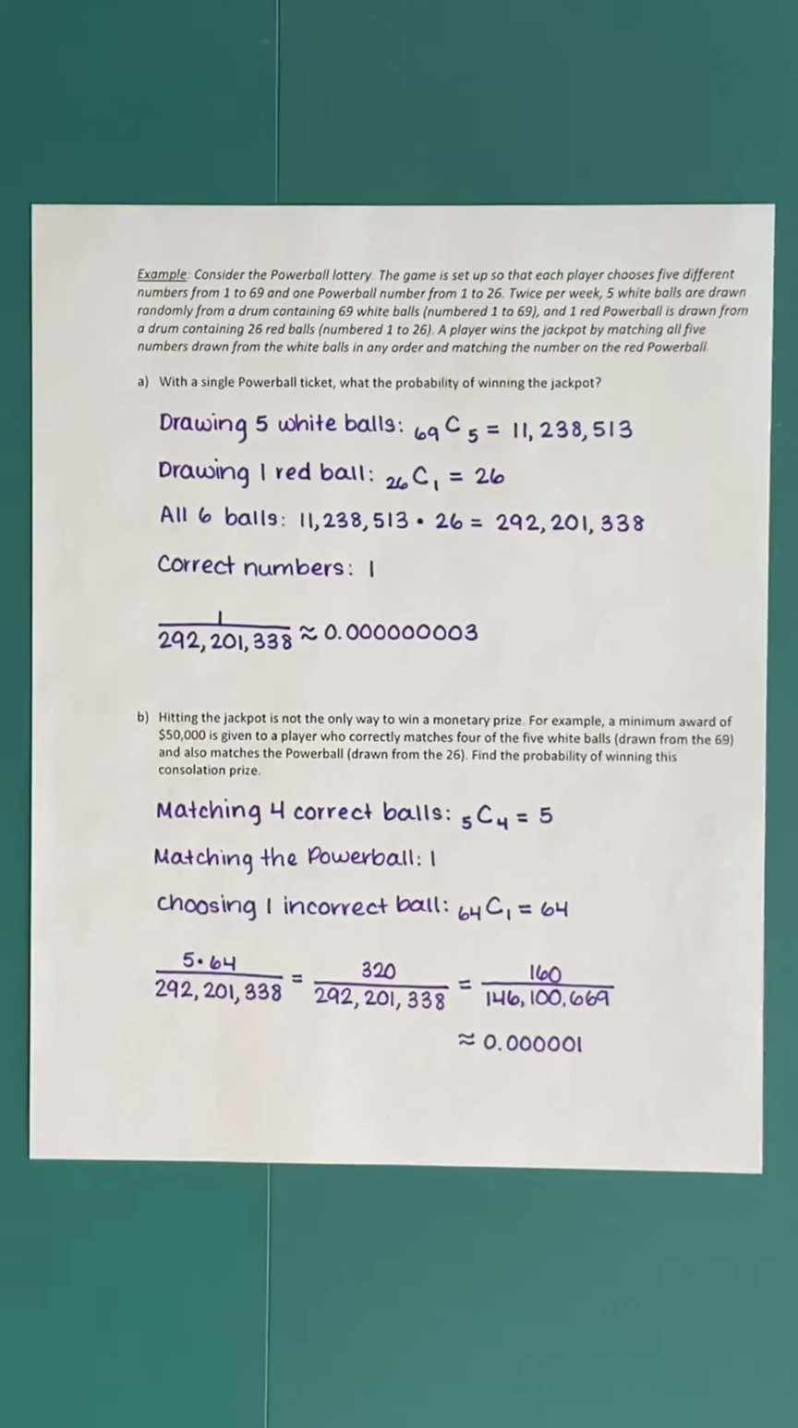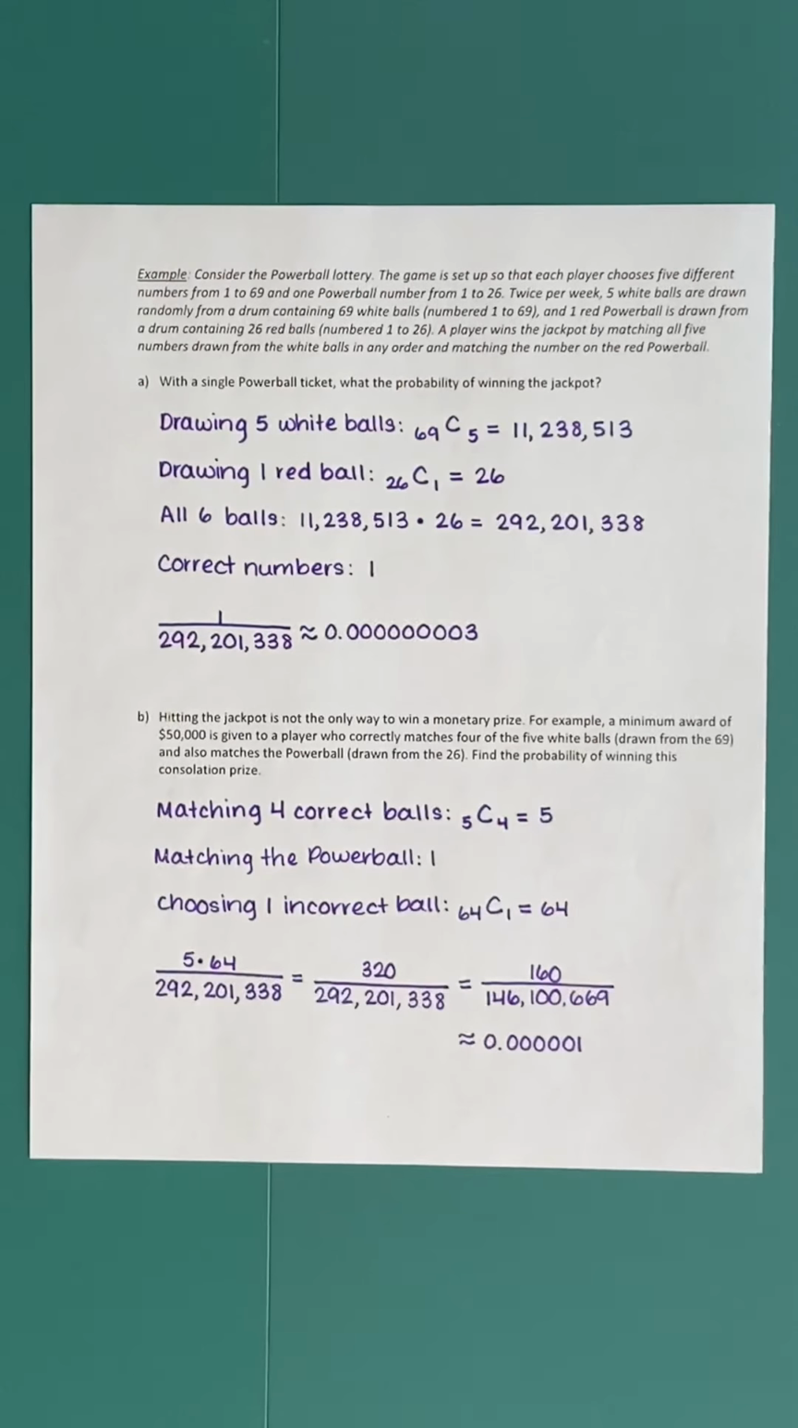Now let's change it around slightly. Hitting the jackpot is not the only way to win a monetary prize. So for example, a minimum award of $50,000 is given to a player who correctly matches 4 of the 5 white balls, in other words, drawn from the 69, and also matches the Powerball. So find the probability of winning this consolation prize. In other words, find the probability of getting a ticket that matches 4 out of the 5 white balls and then matches the Powerball. So we have to think about what that kind of ticket would look like.